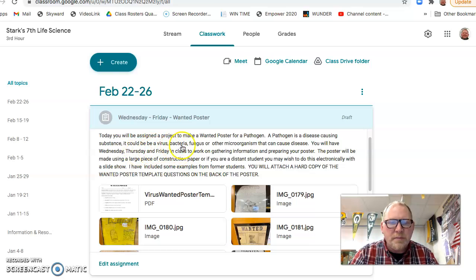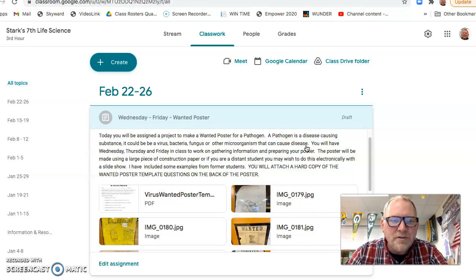It could be a virus, a bacteria, a fungus, or other microorganism that can cause disease, like the little Giardia microorganism that's in water in the Boundary Waters that can give you an upset stomach and not feel very good and get a bad case of diarrhea.